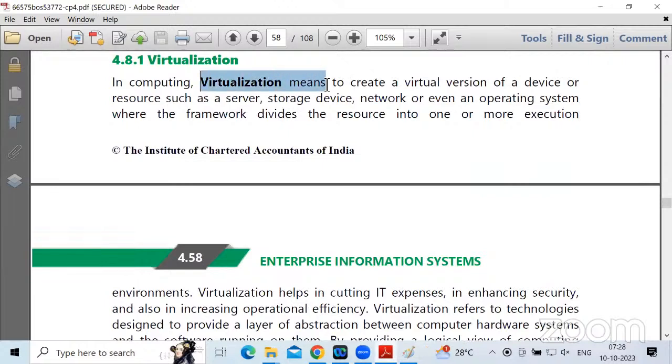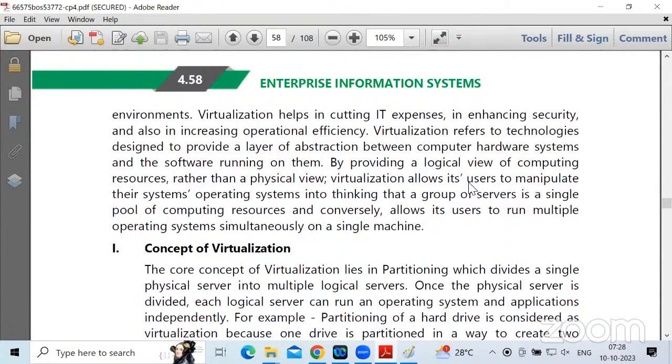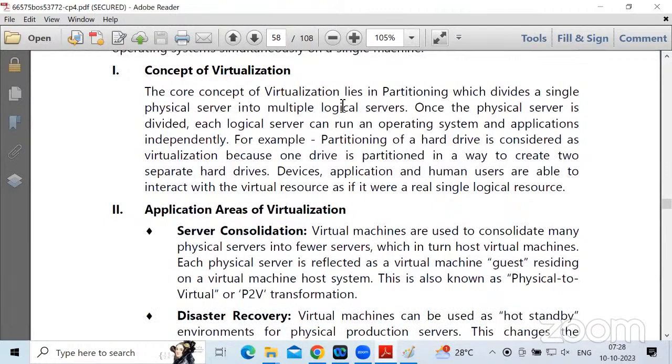Now you read it. Virtualization means to create a virtual version of a device or a resource such as a server, storage device, network, or even an operating system, where a framework divides the resource into one or more execution environments. So first one is the concept of virtualization. The core concept of virtualization lies in partitioning, which divides a single physical server into multiple logical servers.